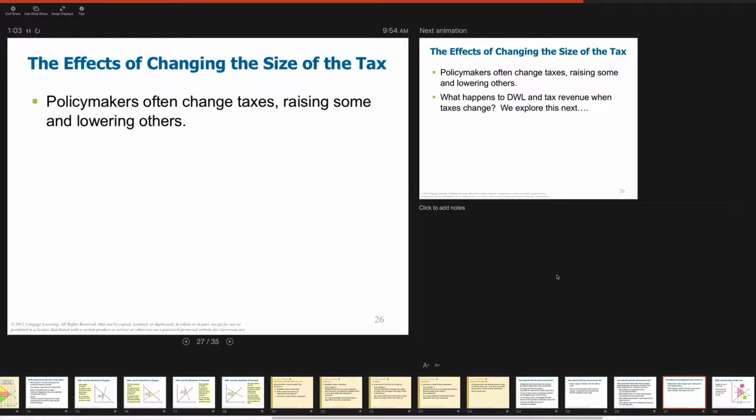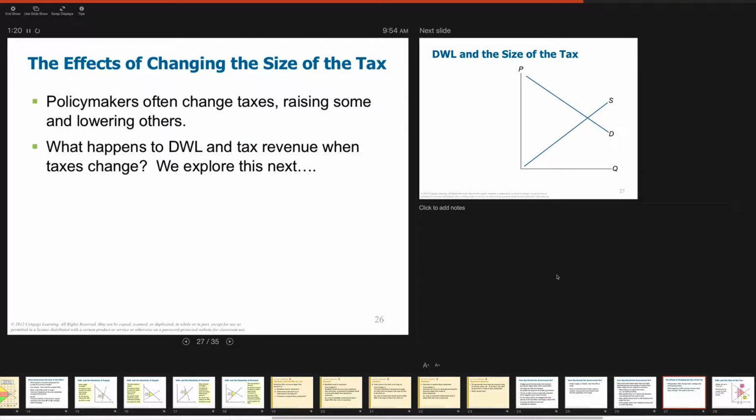We might raise a tax, we might lower a tax. The reasons for doing those things are more an issue of a public policy, government, political science kind of class than they are an economic discussion. But when it happens, what happens to both deadweight loss and tax revenue?